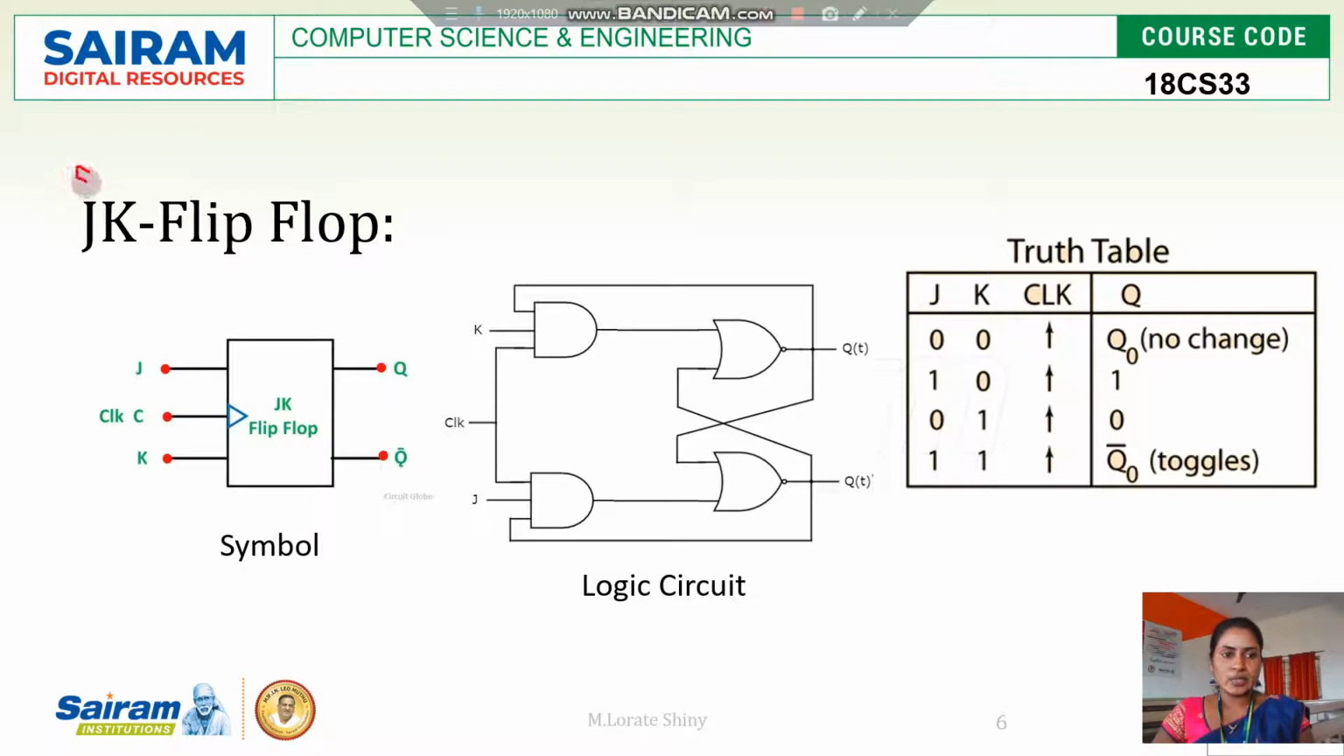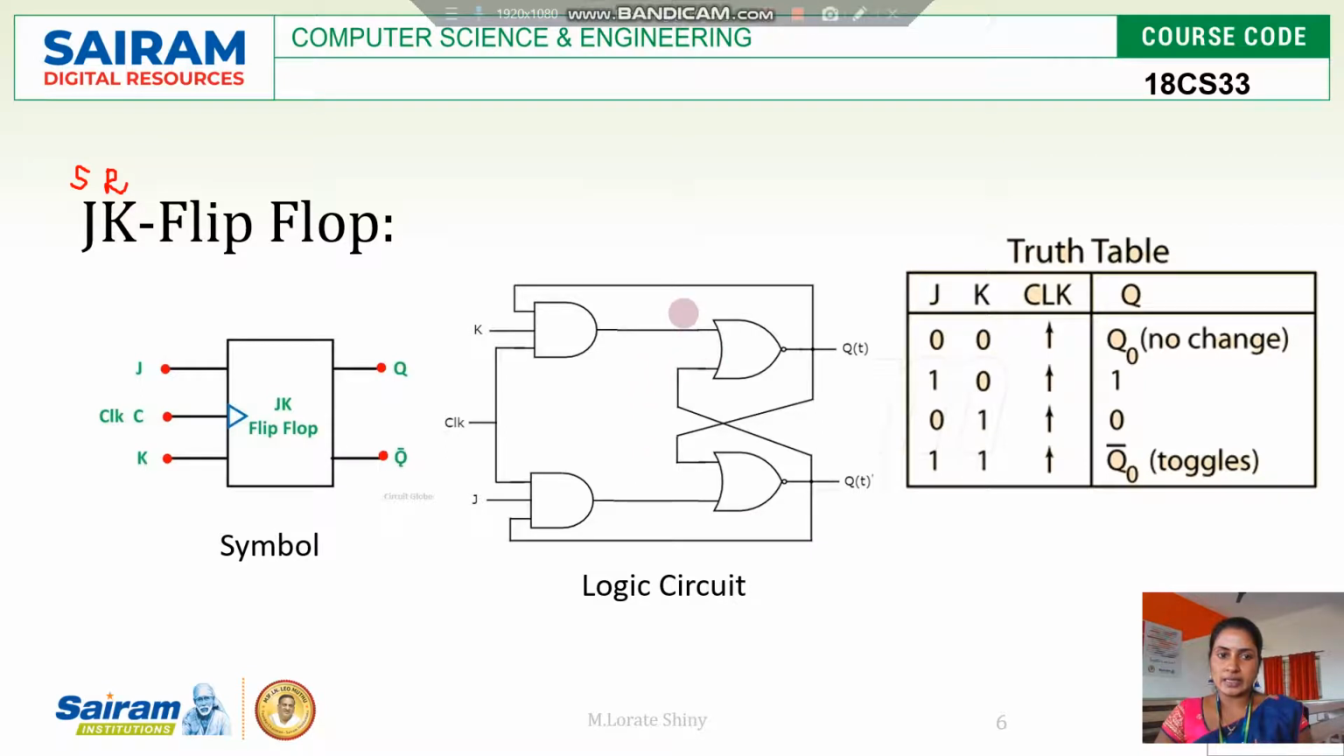The J input corresponds to S, K input corresponds to R. Okay. 3 inputs: J, K and clock. 2 outputs: Q and Q bar. This is the logic circuit.